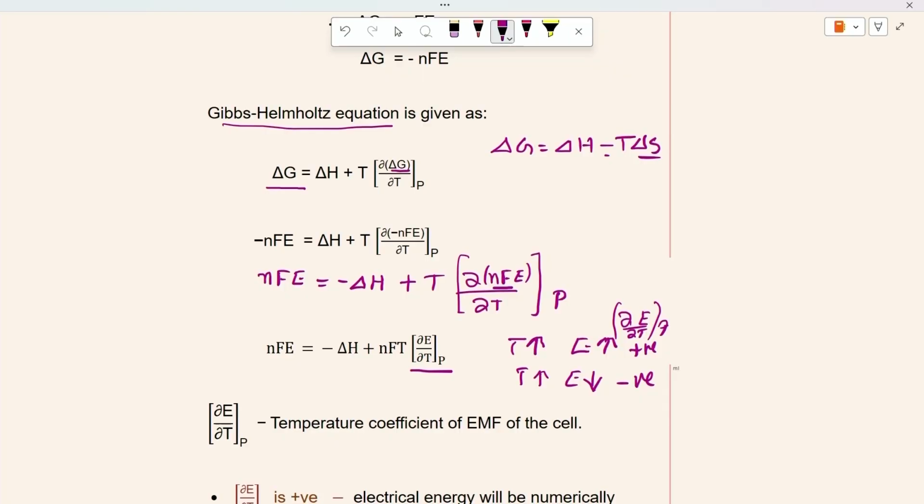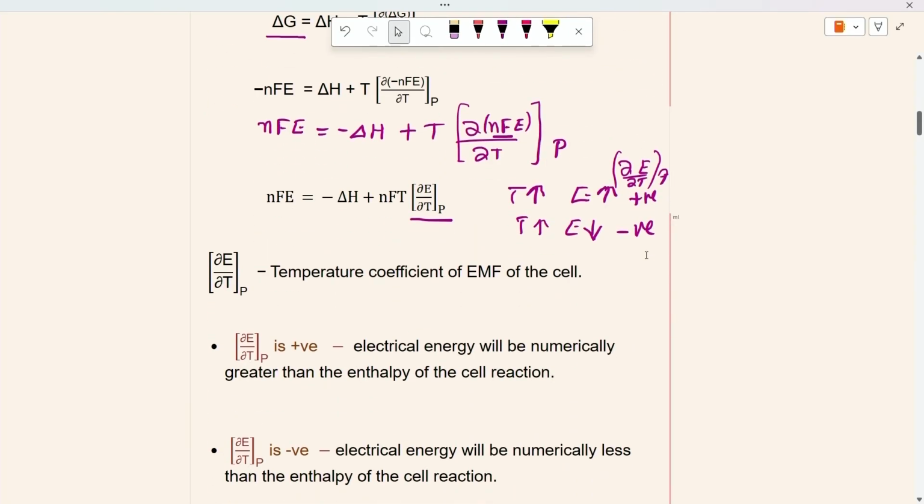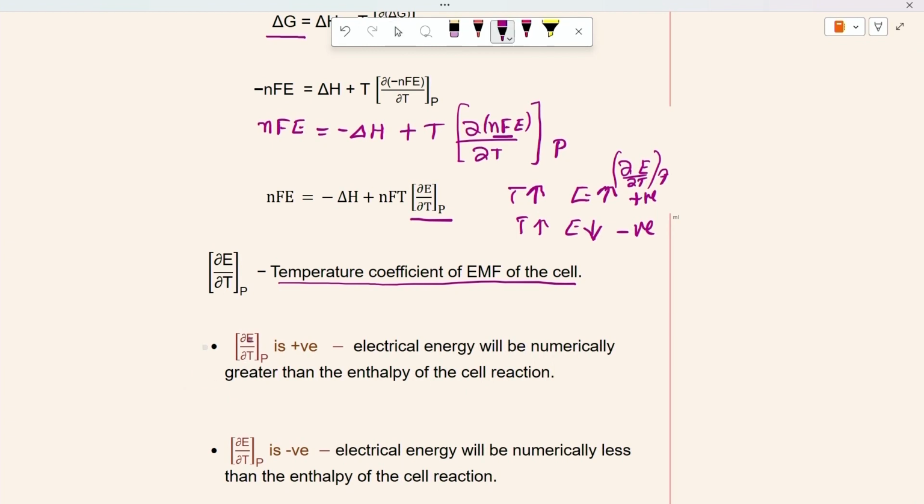Okay. Now, let us go for the explanations. Dou E by dou T, that is change in potential with temperature, is known as temperature coefficient of EMF of the cell. Now, we are going for the explanations. If dou E by dou T at constant pressure is positive, remember that is when there is an increase in temperature, there is an increase in EMF, the electrical energy will be numerically greater than enthalpy of the cell. Just note that it is numerically.